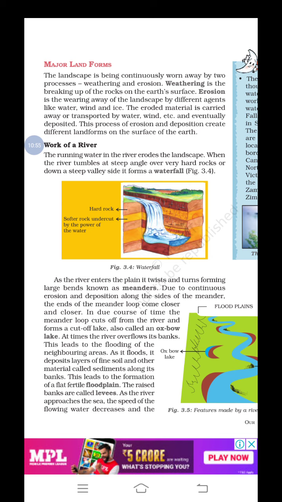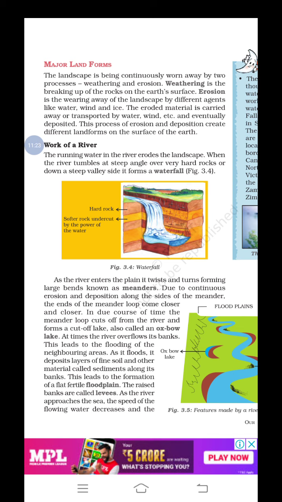As a river enters the plain, it twists and turns, forming large bends known as meanders. Due to continuous erosion and deposition along the sides of the meanders, the ends of the meander loop come closer and closer. In due course of time, the meander loop cuts off from the river and forms a cut-off lake, also called an oxbow lake.